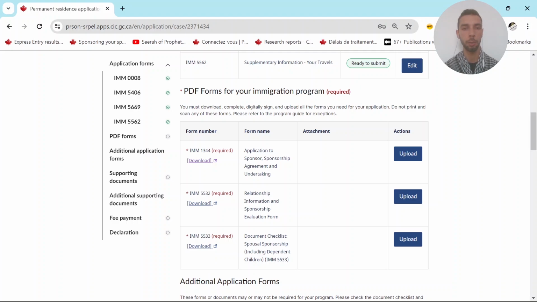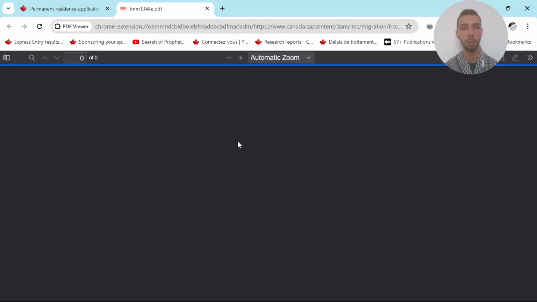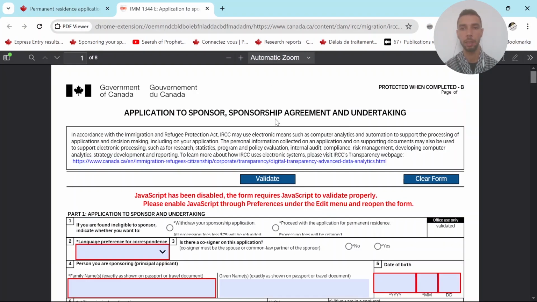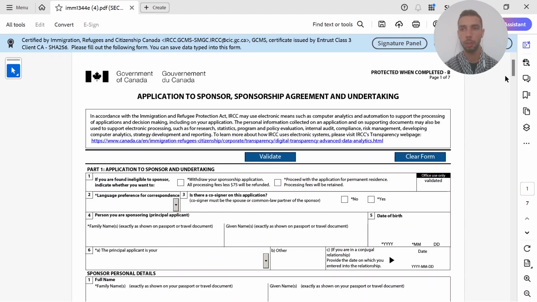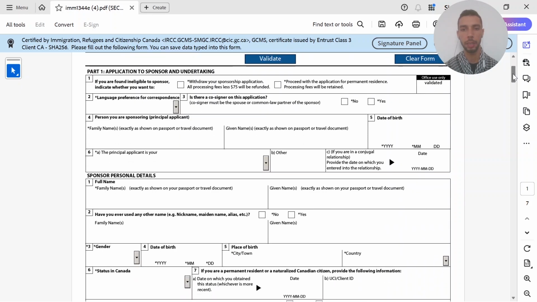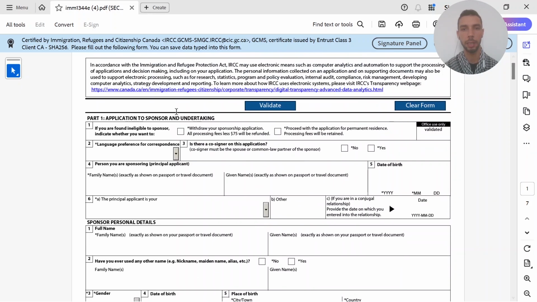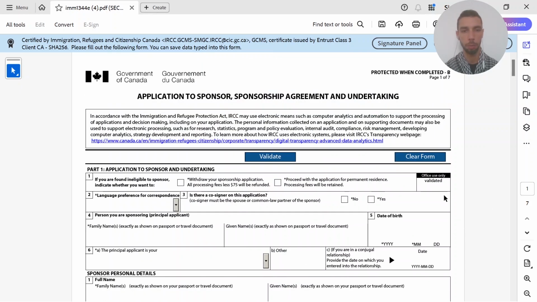But we're going to start here with the IMM 1344, which is the undertaking and sponsorship agreement. So you can download it by clicking on the link. It's going to download a file like that. I encourage you to download it on your laptop so you can open it with a PDF reader. So this is what it looks like. Once you finish filling it, you're going to validate it and it's going to generate a barcode. And with that barcode, you could actually upload it.